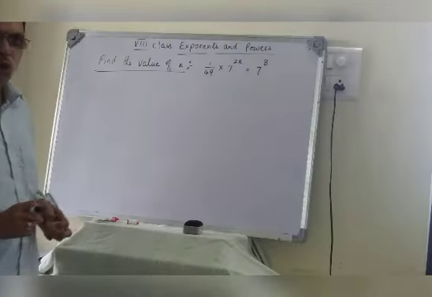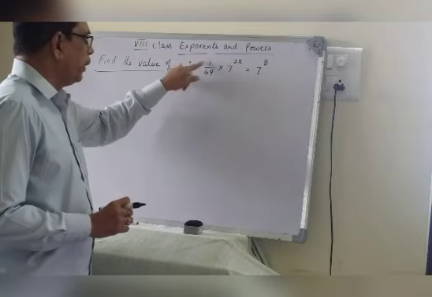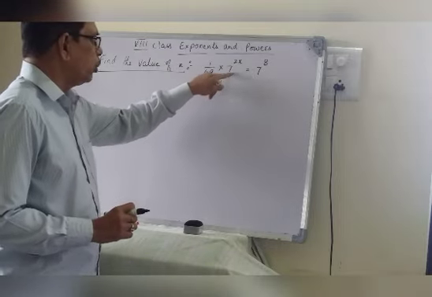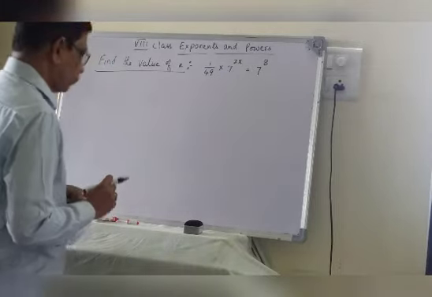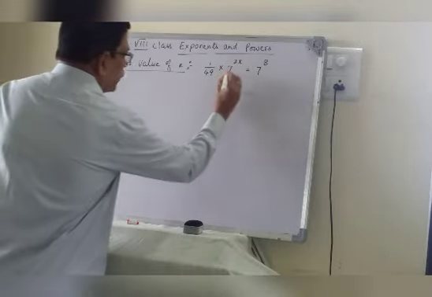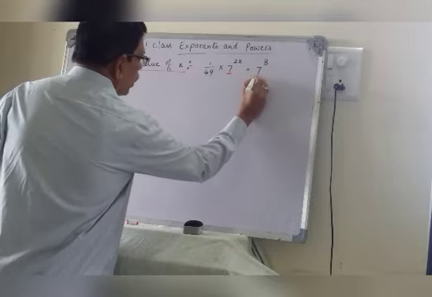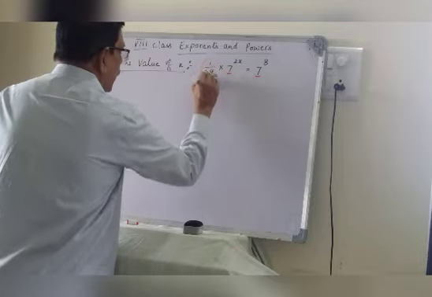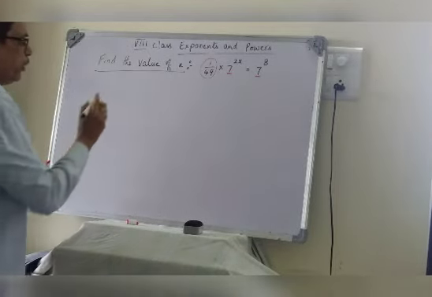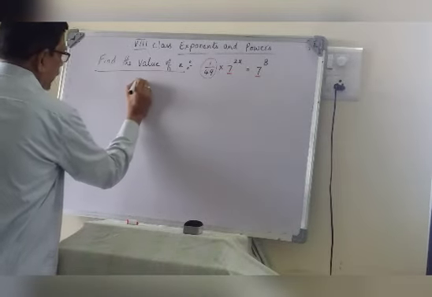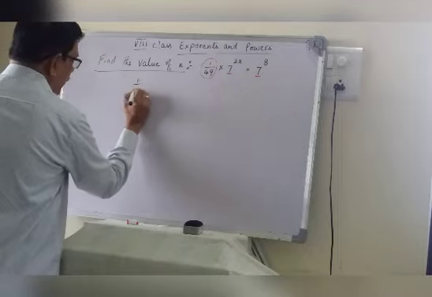So we see one more problem, that is 1 by 49 into 7 to the power of 2x is equal to 7 to the power of 8. So here what is the base? Base is 7 and here also the base is 7. अब यह जो 1 by 49 है, हम कैसे लिख सकते हैं? 1 by 49 we can write like this, 1 by 7 square.